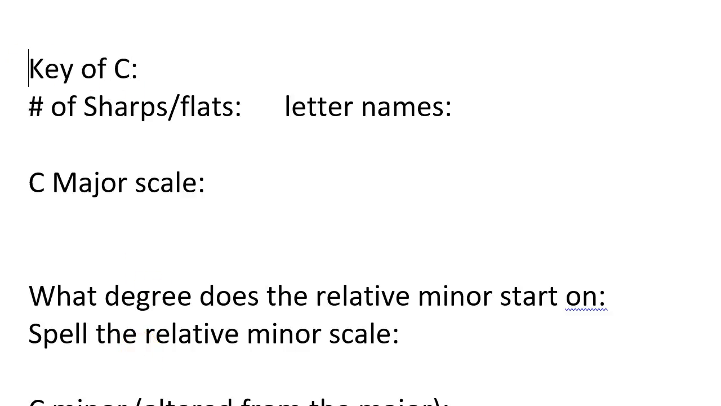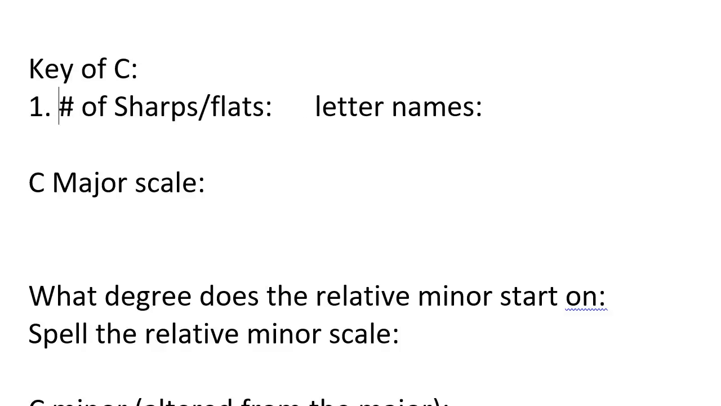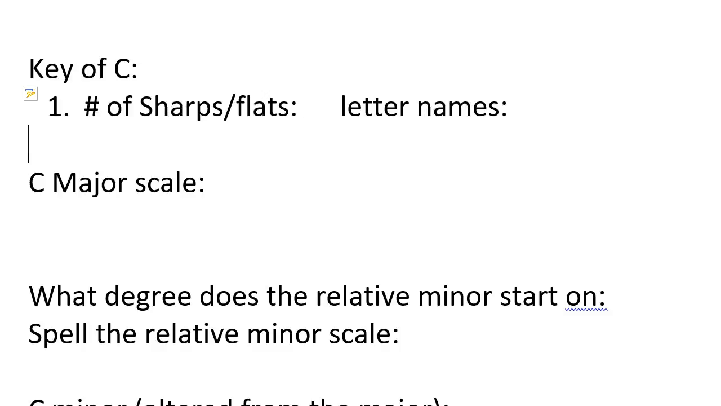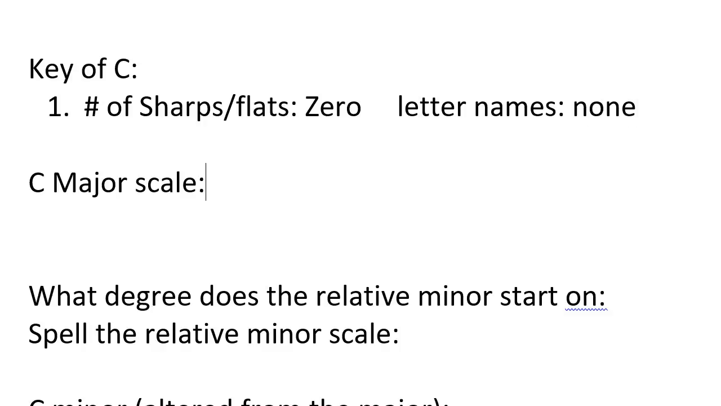So here's step 1. You're going to figure out the order of sharps and flats for each of these. So number of sharps and flats. What I would prefer that you do is in the key of C, there are 0 sharps and flats. If there were, the key of A has 3 sharps, I'd prefer that you wrote in 3 and then sharps. That would be good. And here there are none. All right, C major scale. Since there's 0 sharps or flats, easy. C, D, E, F, G, A, B, C.